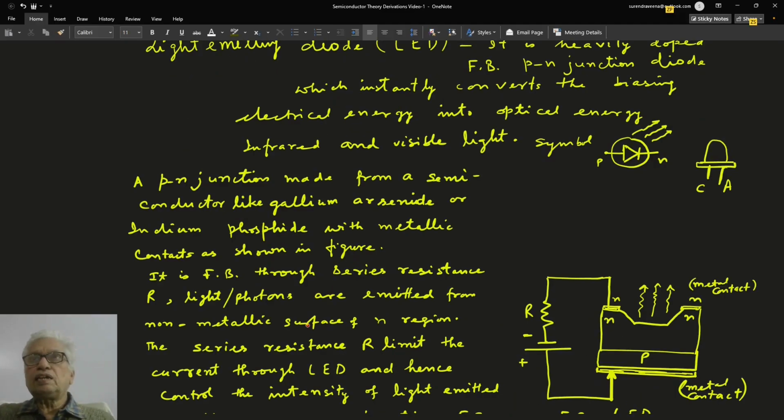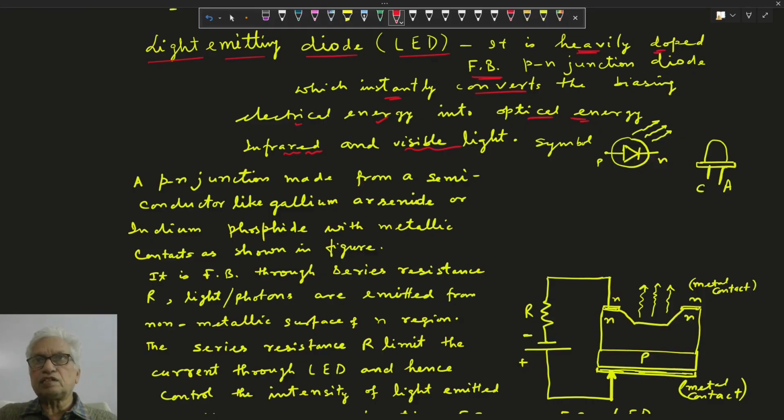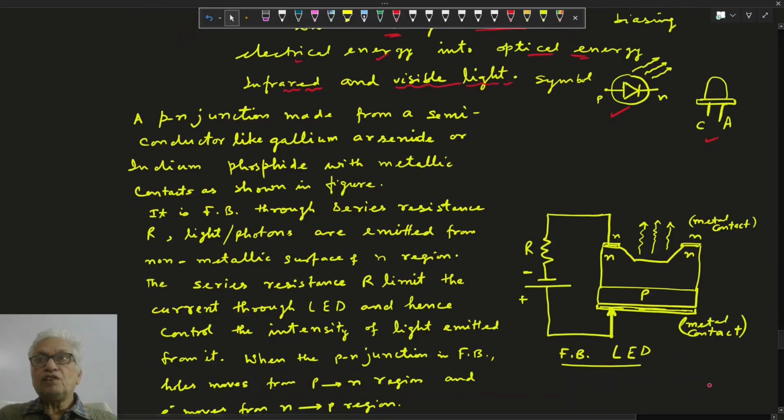Hello, it is a light emitting diode, LED. It is a heavily doped forward biased PN junction diode, which instantly converts electrical energy into optical energy. It gives normally infrared and visible light. Infrared signals are used to operate TVs like remote sensing and remote control, and visible light LEDs are used in many places. We'll discuss that. This is the symbol of the LED, and it is forward biased.